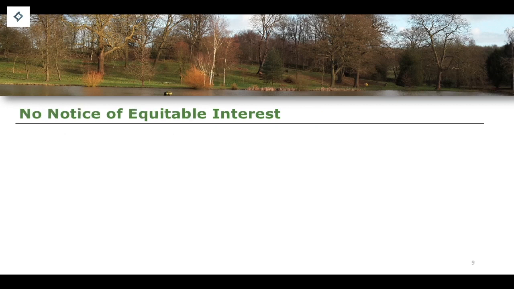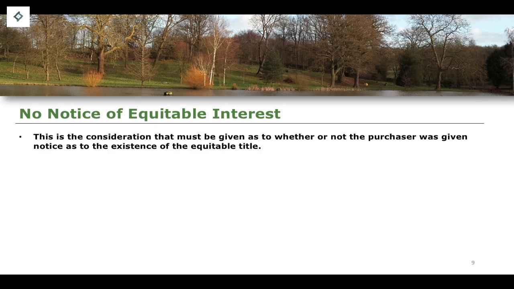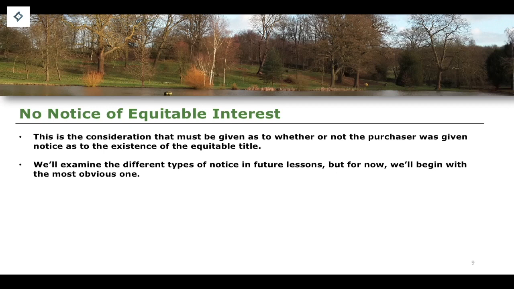So then the final requirement relates to the idea of notice itself. There has to be no notice of equitable interest, okay? So assuming you've acted bona fide, assuming that you have purchased the legal title for value, assuming that the title, like I've said, is actually legal itself, and assuming you have been given no notice and you have done a proper inspection of the property and you've been given no notice that there is an equitable interest, then the doctrine of notice will apply. So this is the consideration that must be given as to whether or not a purchaser was given notice as to the existence of equitable title or equitable interests.